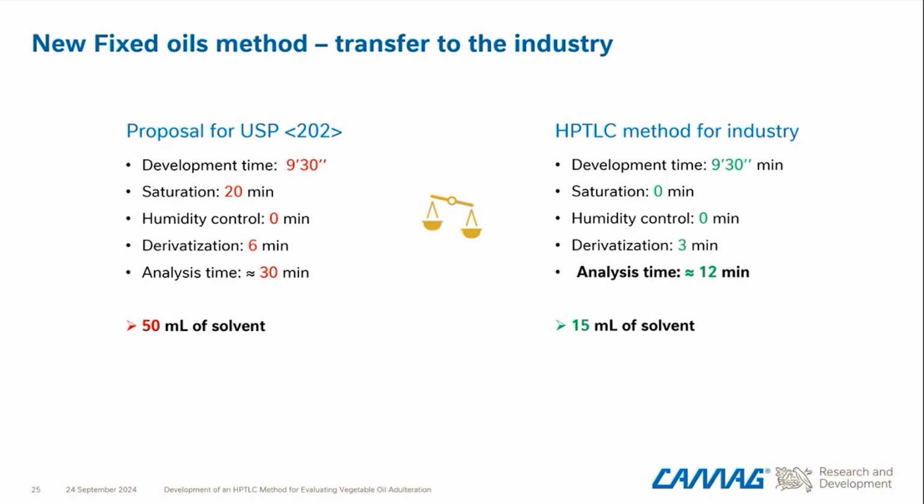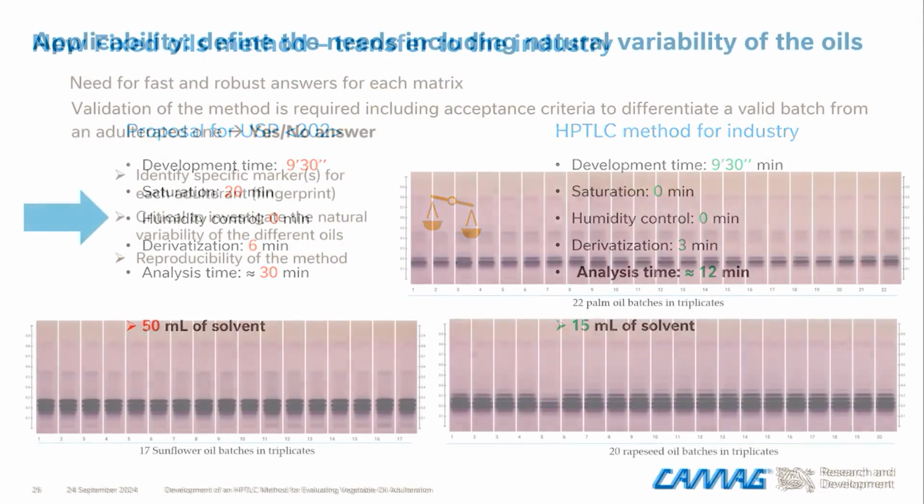Same thing for the solvent. Initially, we had 50 milliliters of solvent to develop one plate. So one plate means that you are developing 14 samples, for example. And here, with the transfer of the method for the industry, we are using only 15 milliliters of solvent. So we are really saving solvent and time, and that's why the method was then successfully transferred into the industry. So Paul will now explain you how they did that in their industry.